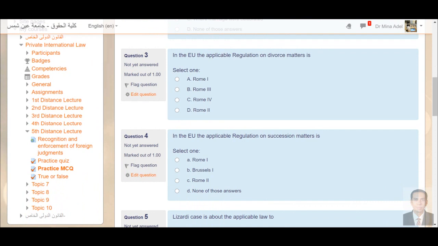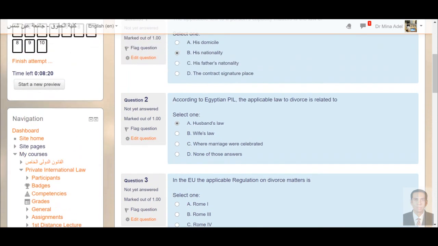So we have 4 choices: Rome 1, Rome 3, Rome 4, Rome 2. As you know here, the order of the answers is random. So maybe if you check this quiz, you can have the answers not in the same order. So don't say to yourself, okay, this is the first one, this is A, this is B. I recommend that you read the answer itself, not the letter. Even later, you are not supposed to have the same order of the answers. So please read the answer very well and not the letter.